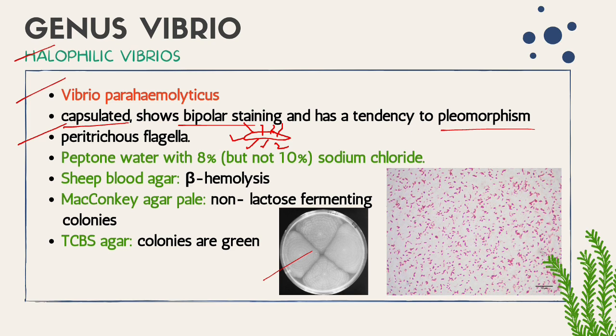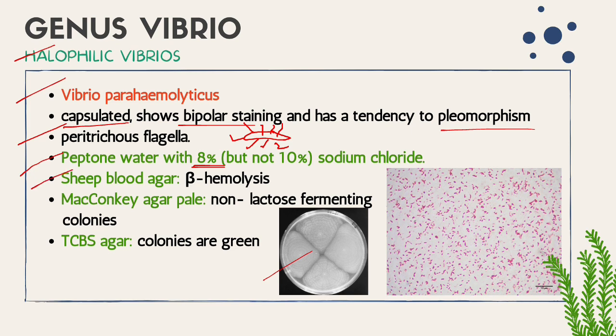agar plate. So, for our culture media to use, we have your peptone water with 8% but not 10% sodium chloride. So, we can use this as an enrichment media for our Vibrio parahemolyticus. So, since salt-loving sila, so as much as 8% is required to increase the viability of this particular Vibrio.